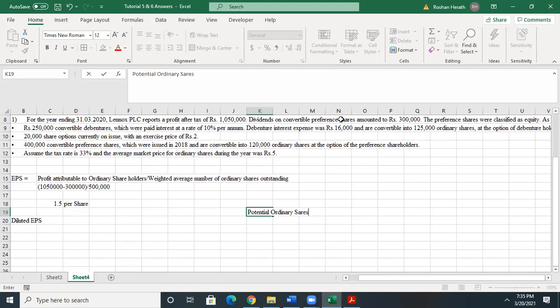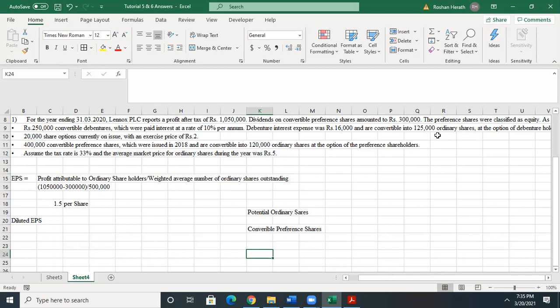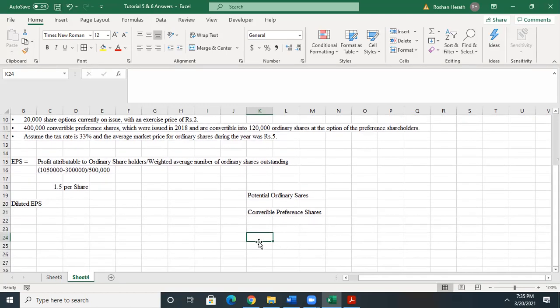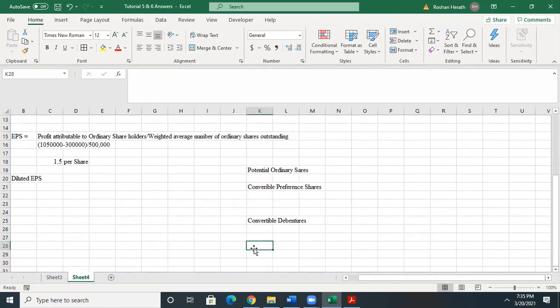The first I would find is convertible preference shares. One possibility is convertible preference shares. Then you have the other category. If you read the question, you can see that convertible debentures is there. Convertible debentures. And further I saw that there are share options as well.